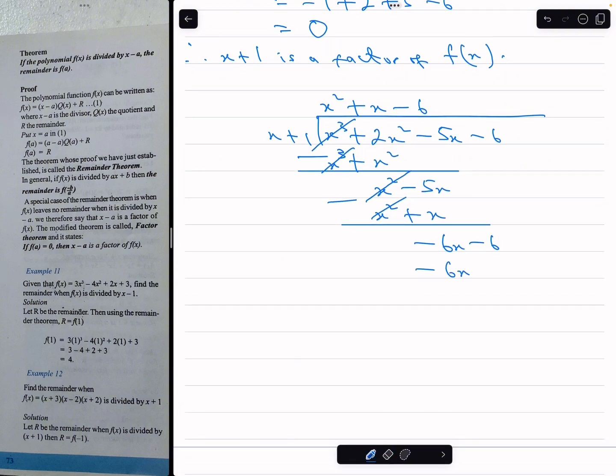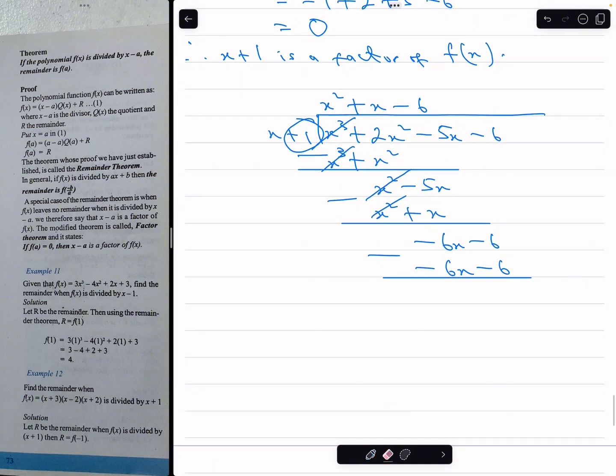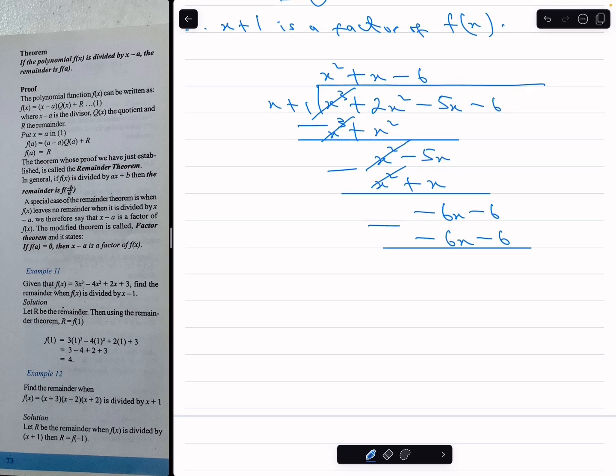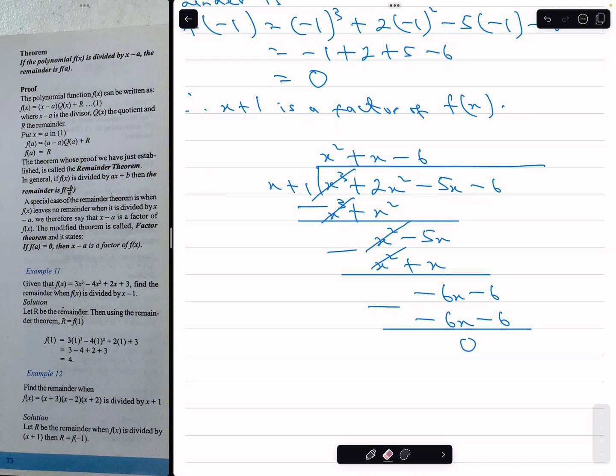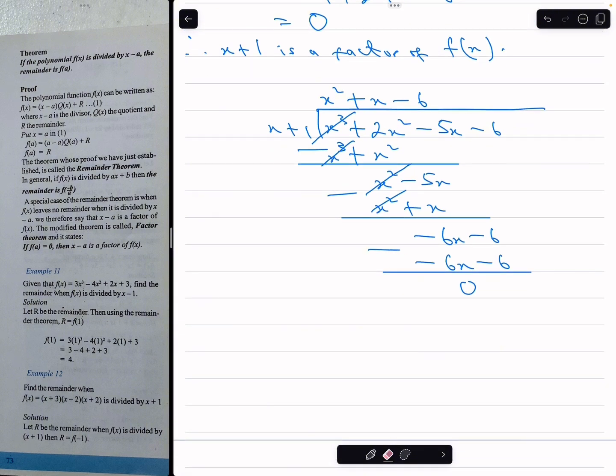X times minus 6 is minus 6x. Plus 1 times minus 6, that's minus 6. We subtract again. Minus 6x minus minus 6x, that's 0. Minus 6 minus minus 6, that's minus 6 plus 6, which is also 0. So when we subtract, we just get 0. So the remainder is 0. Whether you use the long division method or the remainder theorem, you get the same answer.